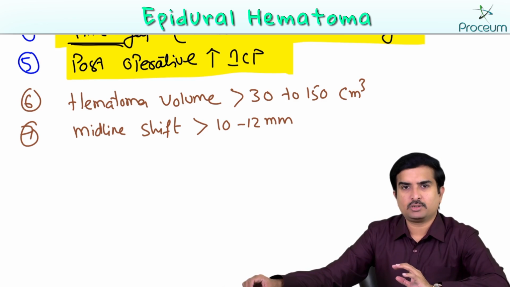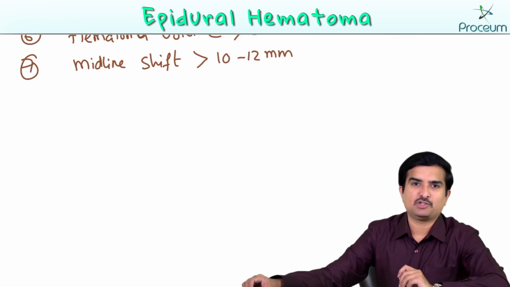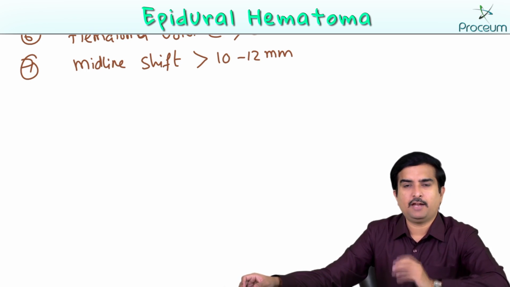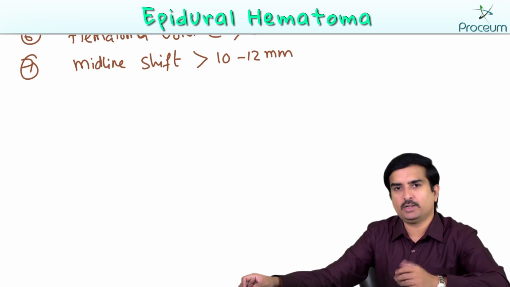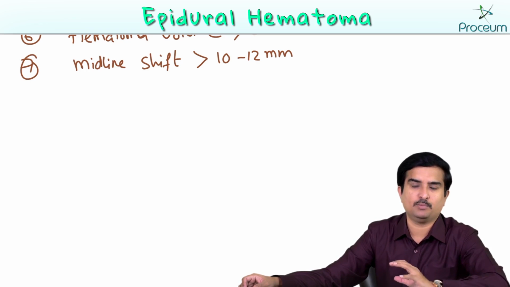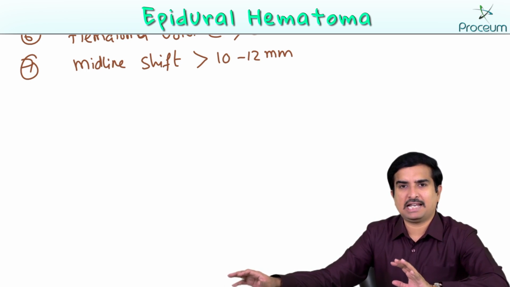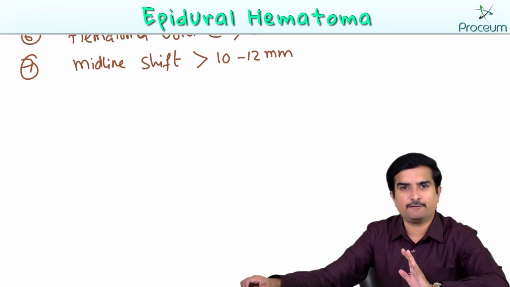Let us talk about the management part here. What would be the initial management? Initial resuscitation, what we have to do. If hypotension is present, we have to administer IV fluids. And very important is to stabilize the patient's condition, so intubation needs to be done. But what would be the first line of treatment? Remember, surgery is considered to be the first line.